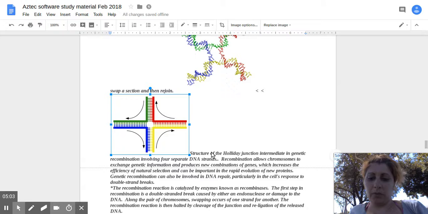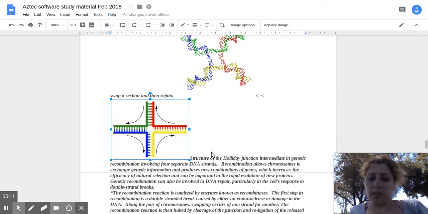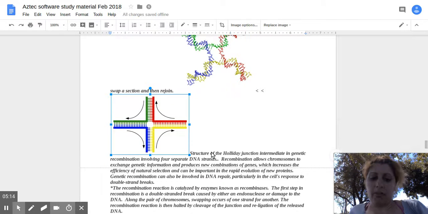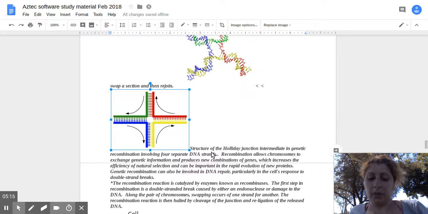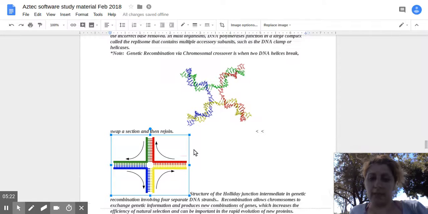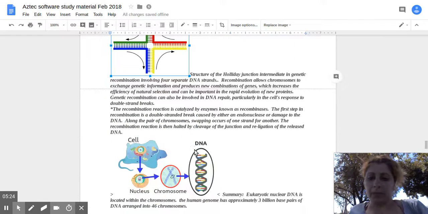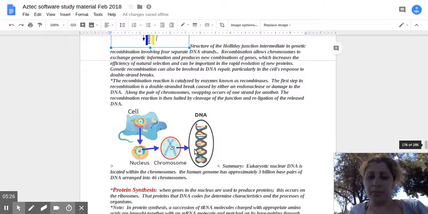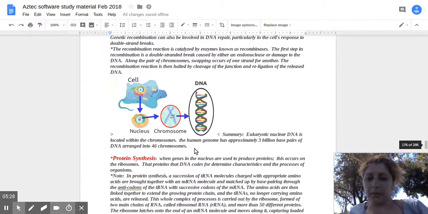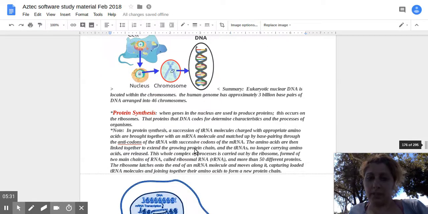The first step in recombination is a double-stranded break caused by either an endonuclease or damage to the DNA. Along the pair of chromosomes, swapping occurs of one strand for another. The recombination reaction is halted by cleavage of the junction and religation of the released DNA. So that's how that occurs in DNA.